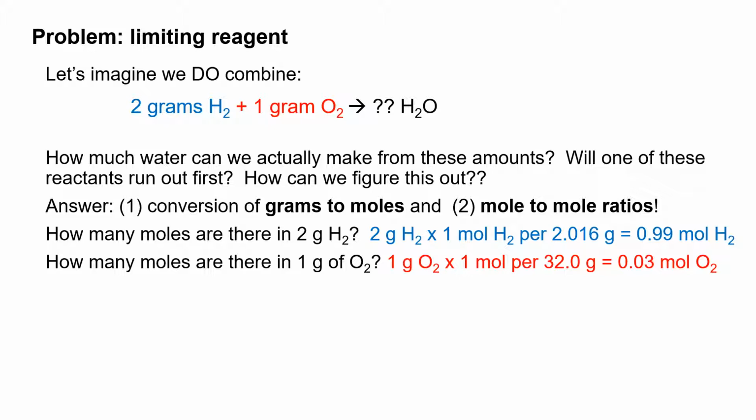We're going to use the molar mass to get from grams of hydrogen to moles of hydrogen. And we're going to use the molar mass of oxygen to get from grams of oxygen to moles of oxygen. Once we do the math, we're going to see that 2 grams of hydrogen produce 0.99 moles of hydrogen gas. That's almost 1 mole. And that 1 gram of oxygen times its molar mass produces only 0.03 moles of oxygen gas.